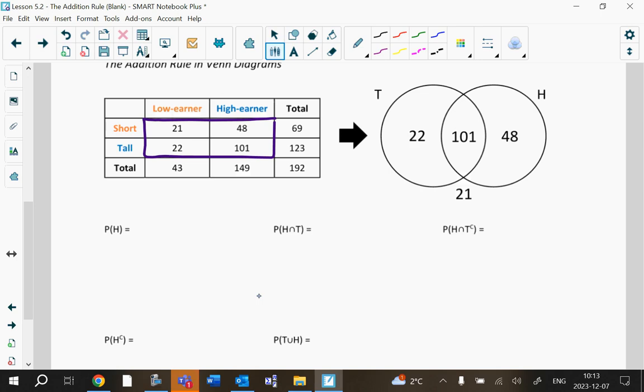48, similarly, they're a high earner, but they're short. So they go in the H circle for high earner, but they have to stay outside the tall because they're short. And then we have the ones that are both that we put in the overlap. So again, we can answer questions from here.